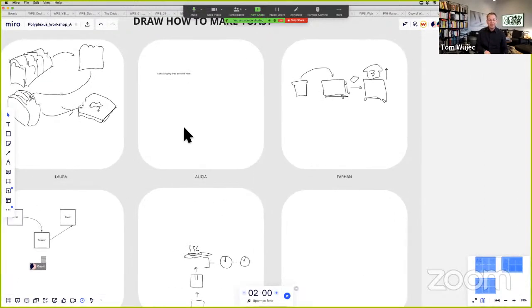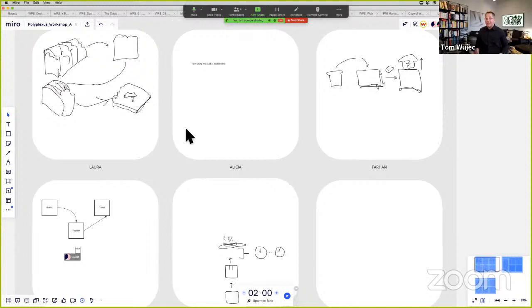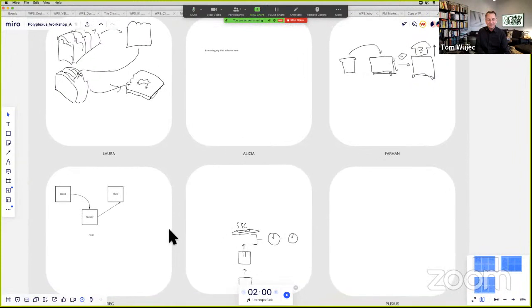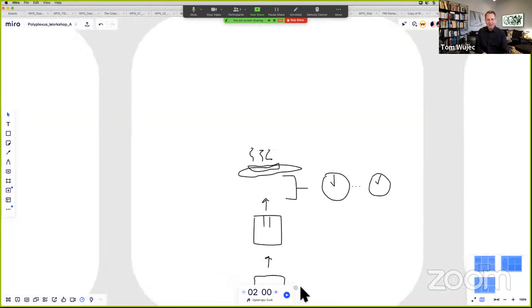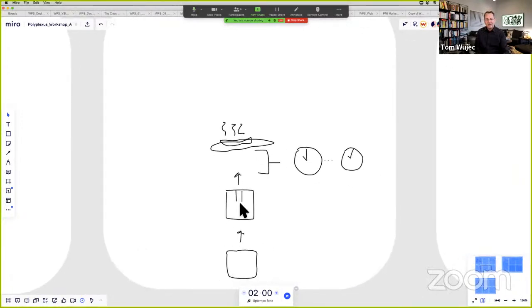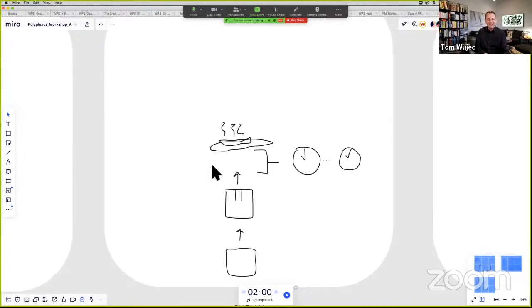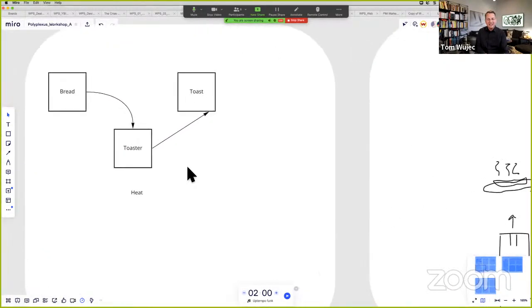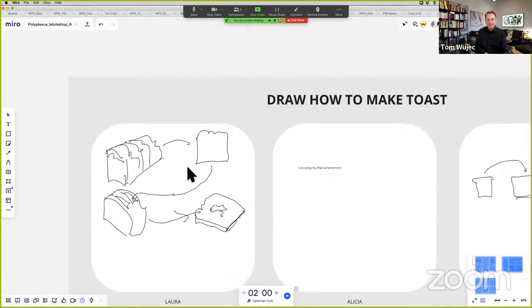So there we have it. We've got three. Please know that we have rather limited resources here, and for some people, this is the very first time they're using the tools. But we've got four really good drawings of toast, presumably the bread that goes into a toaster over a period of time, and we see smoke and hot toast. Here we have a systems model of the bread going into the toaster, a bit of heat, so the key elements in place here.